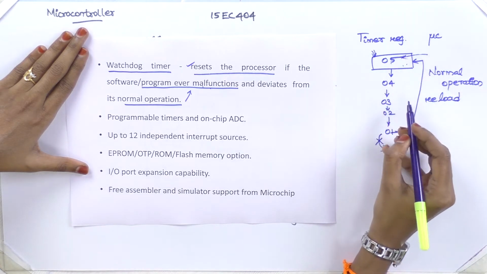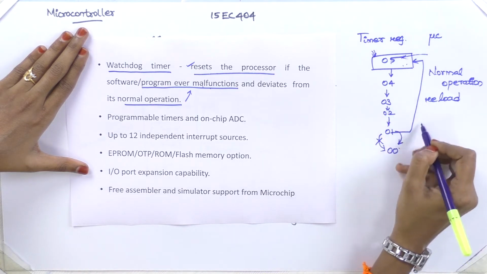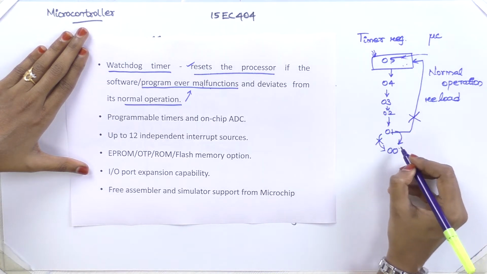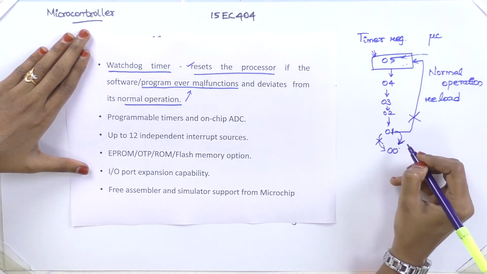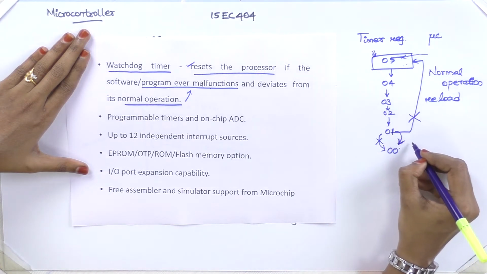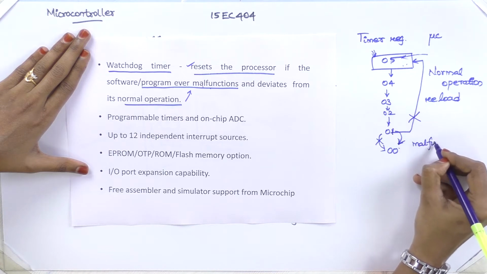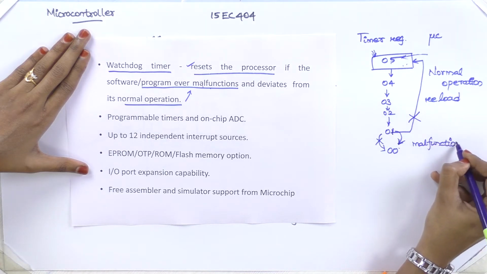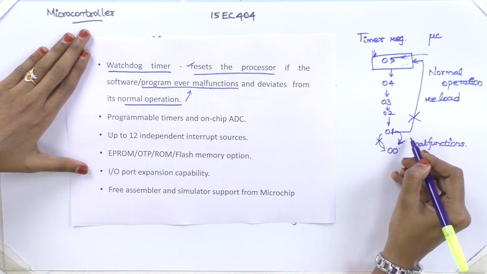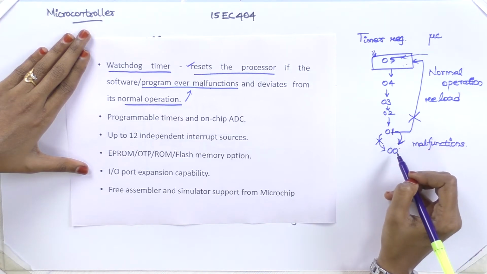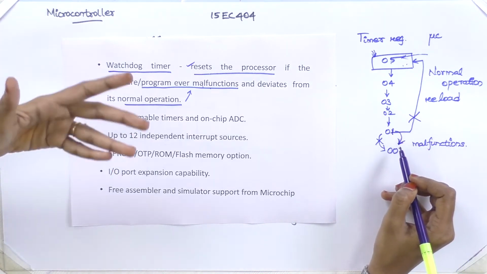If this reload does not happen, this 1 will become 0.0, right? Which means that your controller is malfunctioning, some error has occurred. So this will indicate that your controller is malfunctioning. At that time the whole controller will get reset because of this watchdog timer. It's watching whether your controller is functioning properly or not. Okay, can you understand?